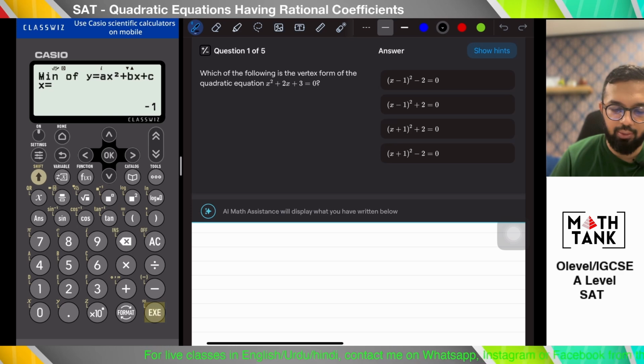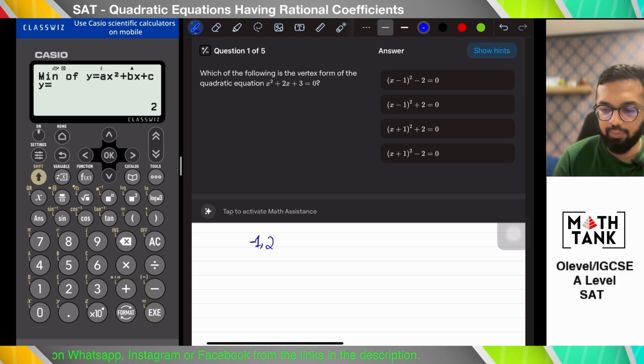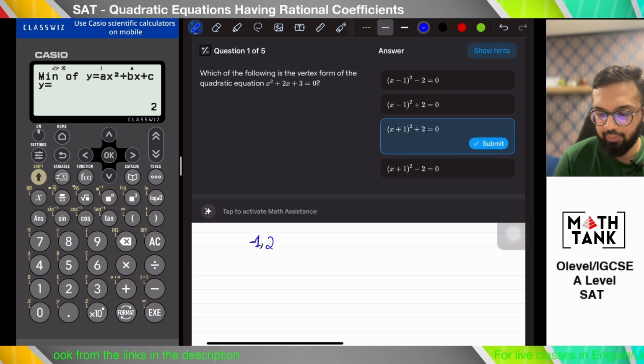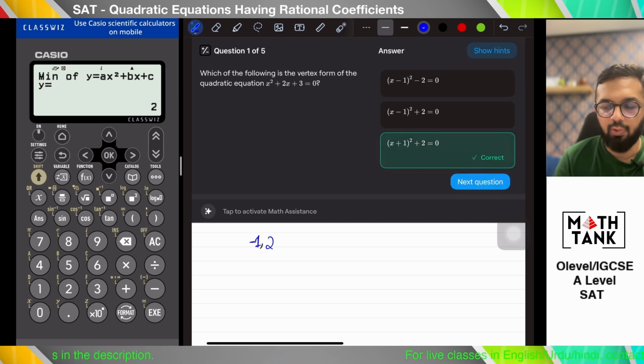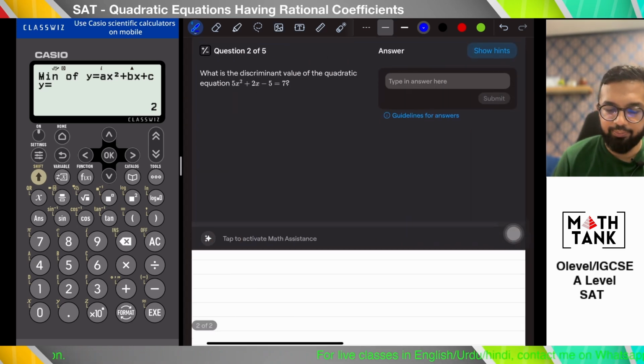Okay, let's go down. The coefficient is minus 1 comma 2. So which one of these gives me minus 1 comma 2? I think this one gives me minus 1 comma 2. That should be the correct answer.